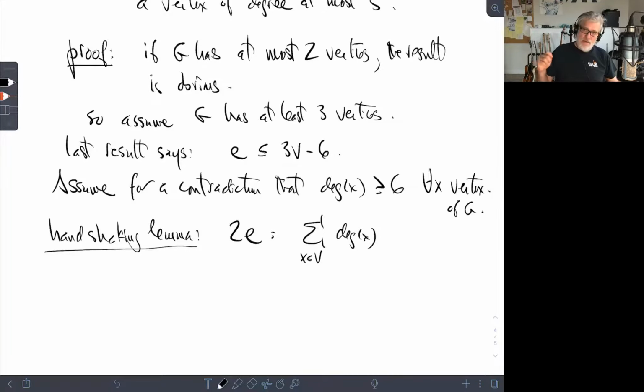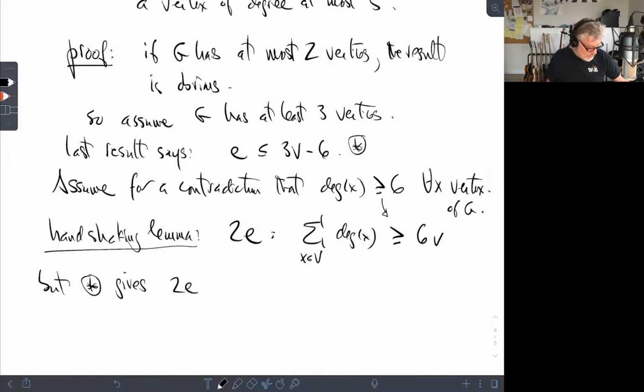Okay. Now, if every vertex has degree at least 6, if I add up all these degrees, it's at least 6 each time. So this thing will be at least 6 times the number of vertices, right? Okay. So now I've got that 2E is greater or equal to 6V, but also I've got that E is less or equal to 3V minus 6, and these will clash, okay? If E is less or equal to 3V minus 6, multiply everything by 2, you'll get 2E less or equal to 6V minus 12, which contradicts 2E greater or equal to 6V. So that's the proof.